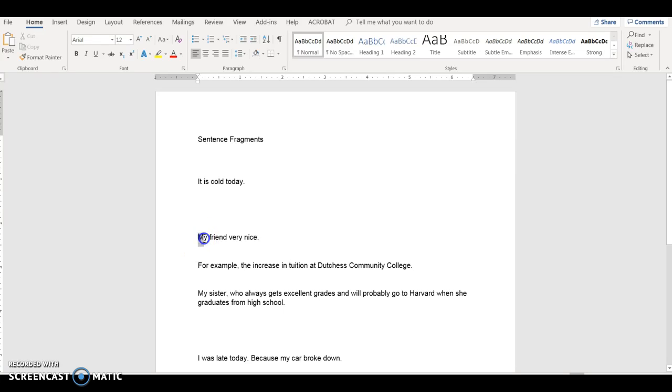Now here's an example of a sentence where the verb is missing. "My friend, very nice." I have the subject, my friend, and I can fix the problem by inserting a verb, is, to give us a complete sentence. "My friend is very nice." Now these two examples are easy to look at because they're very short sentences. Let's look at some examples of longer sentences that are still sentence fragments.